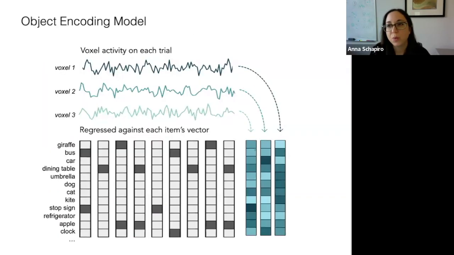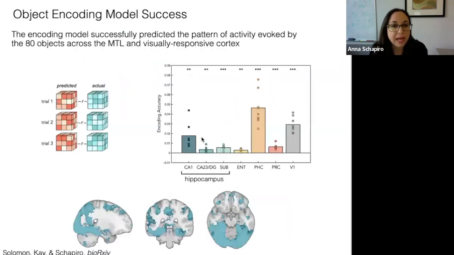So first, we built an object encoding model that allows us to predict the voxel activity patterns for each of the individual 80 objects that appear in these scenes. And we did this by regressing each voxel's activity for each image against a vector indicating which objects were present in each image. And we found that this encoding model is successful. This is not new. Lots of people have done this kind of thing, but I will note that we were quite happy that this worked within the hippocampus.